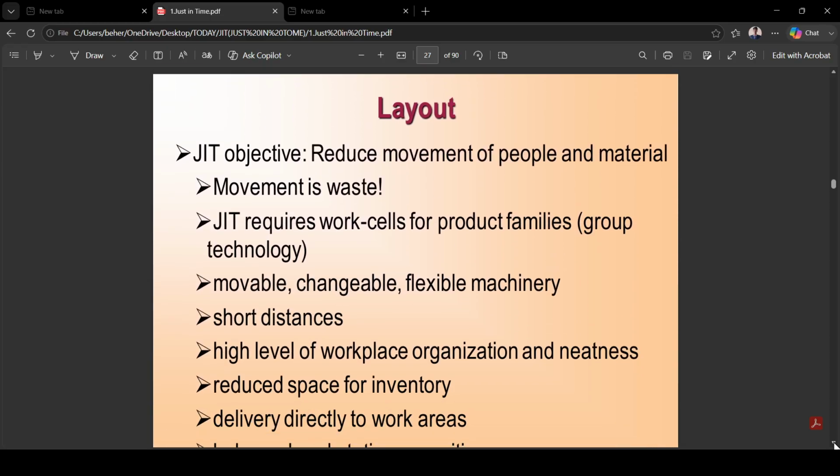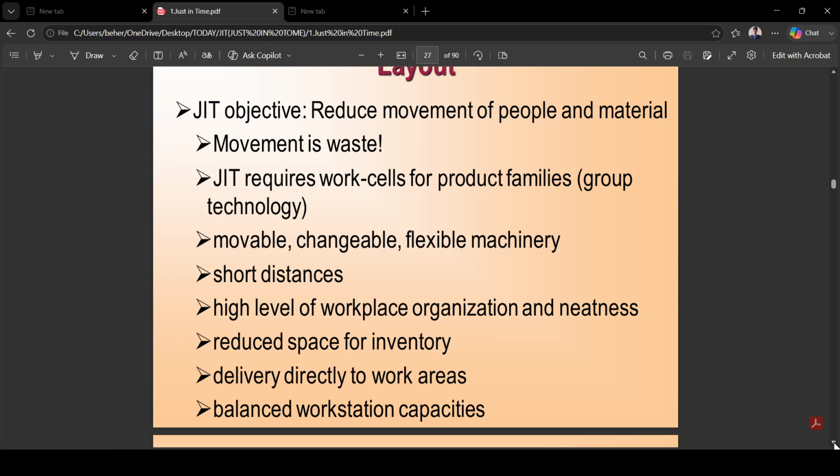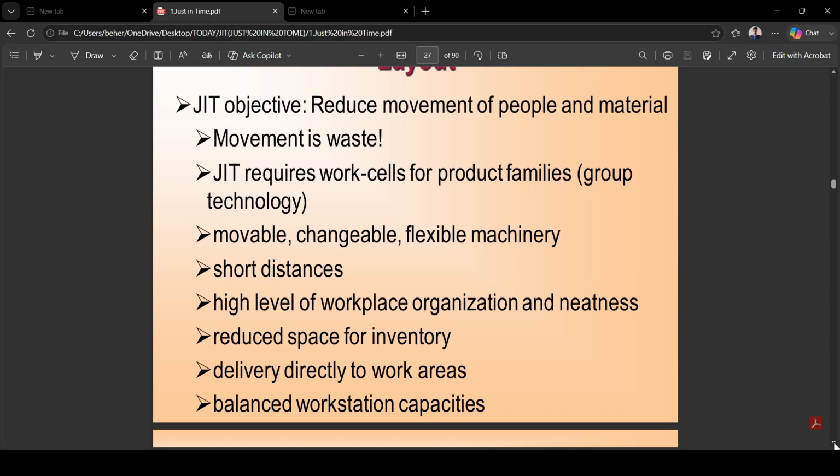And layout. The JIT objective is to reduce movement of people and material. Movement is waste. JIT requires work cells for product families, group technology, movable, changeable, flexible machinery, short distances, high level of workplace organization and neatness, reduced space for inventory, delivery directly to work area, balanced workstation capabilities.